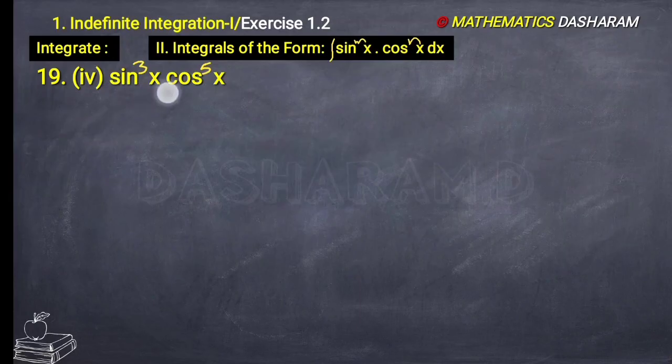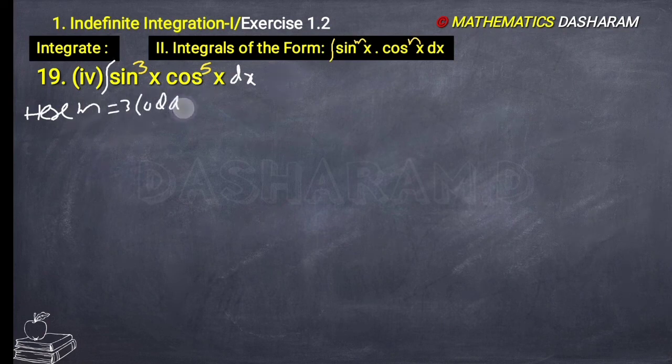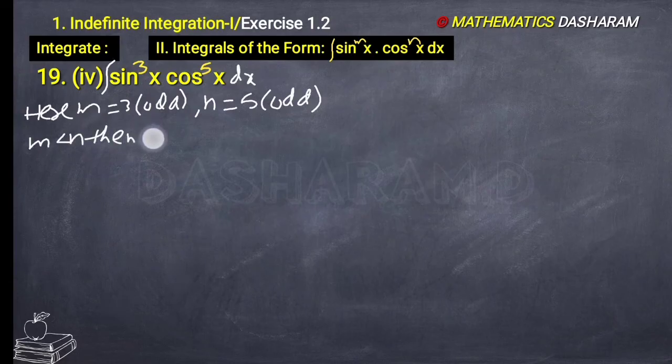Fourth question: sin cube x into cos to the power of 5 x. So apply the integration with respect to x. So here m value is 3. So 3 is an odd number. Next n value is 5, it is also an odd number. When the two are odd numbers, observe the m and n values. m is less than n. So let's select cos x equals t. Which one has the highest power, that should be selected as t.